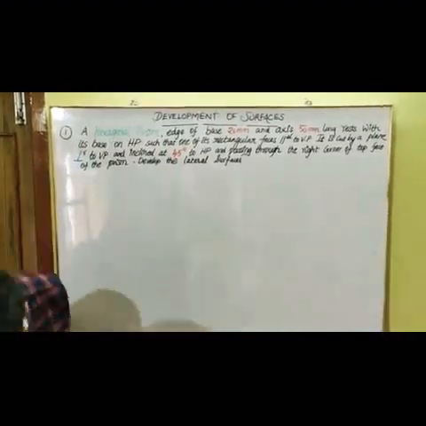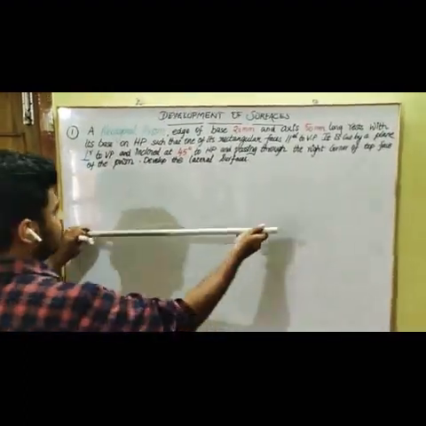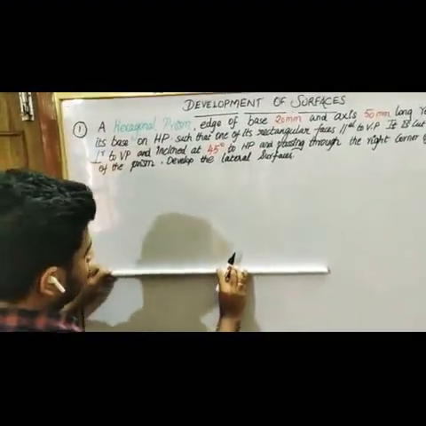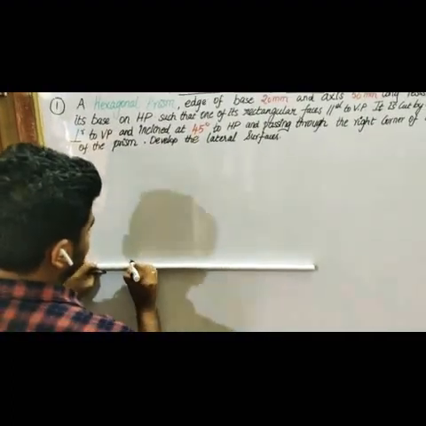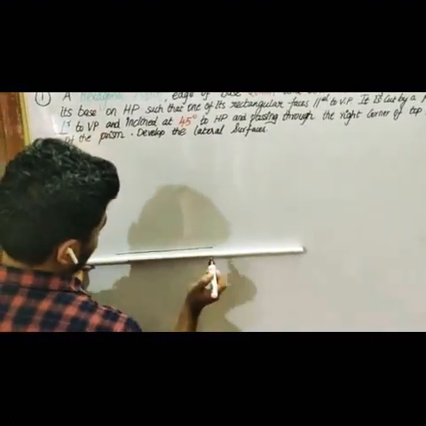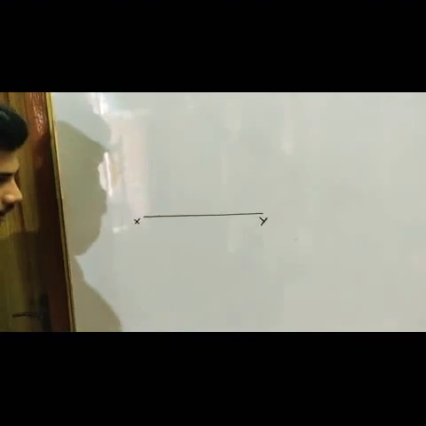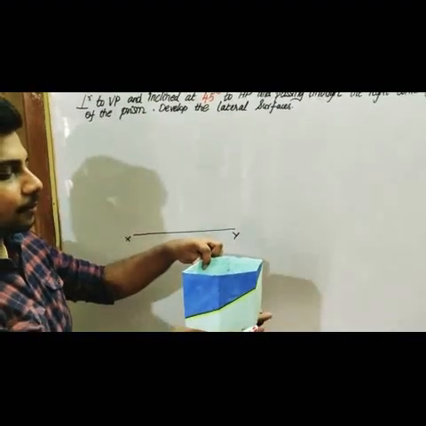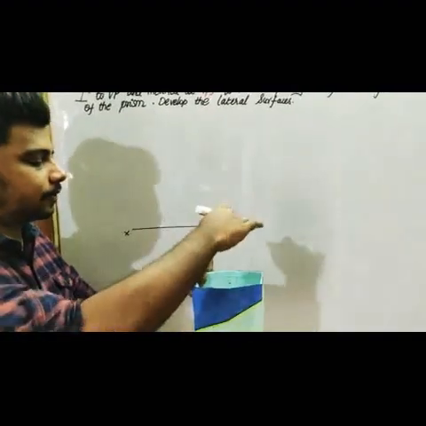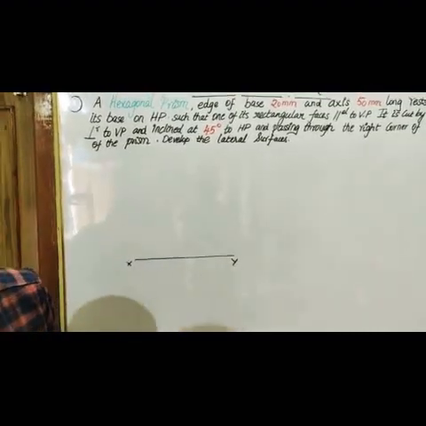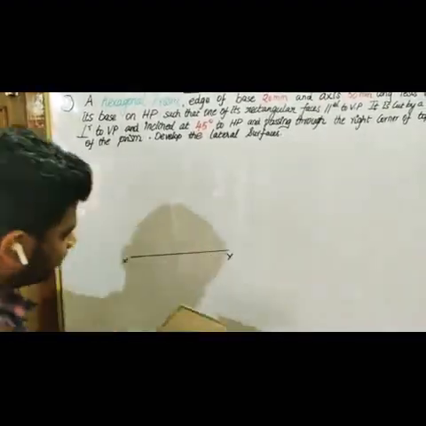So first what I am going to do, so this is my XY line, right? This XY line is having an object. So I know the object based on HP, which means that the top view can be seen on this HP and the front view on top of the XY, right? So the top view will be like this.